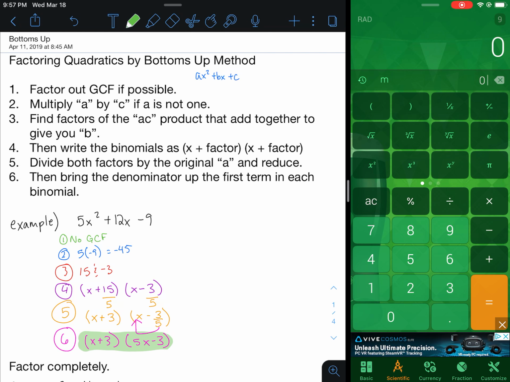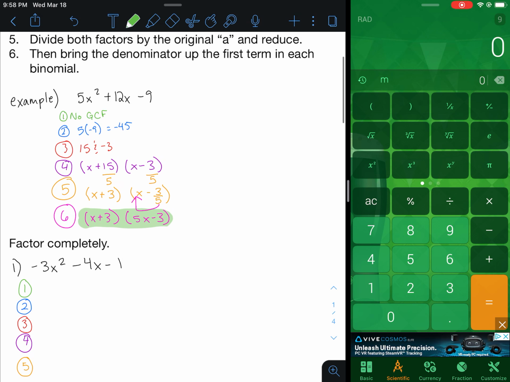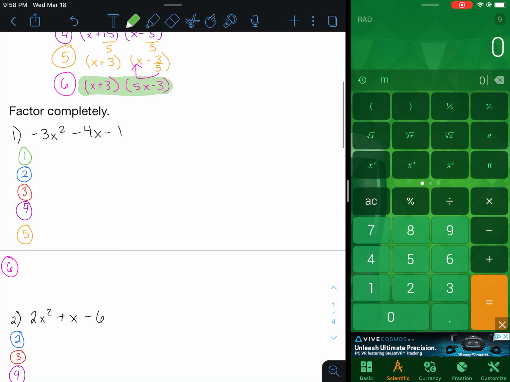And so at this point, it is called the bottoms up. So you take the bottom, if there is a denominator in any of your terms or both terms, and bring it up to the front. So you bring the bottom up. So then your final factor would be x plus 3 times 5x minus 3. Or, again, you could have it in a different order, 5x minus 3 times x plus 3. Both would get you the exact same answer. So here we go. We're going to do this with the first one.